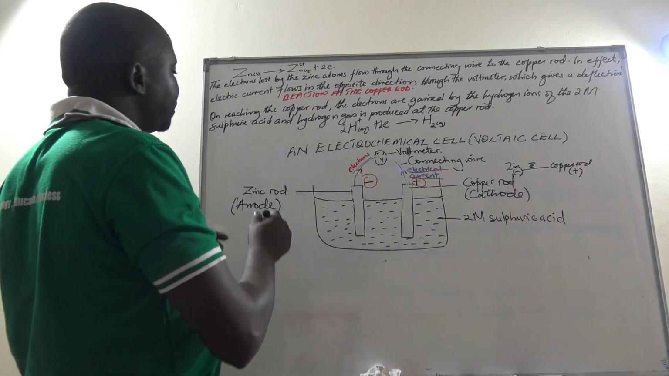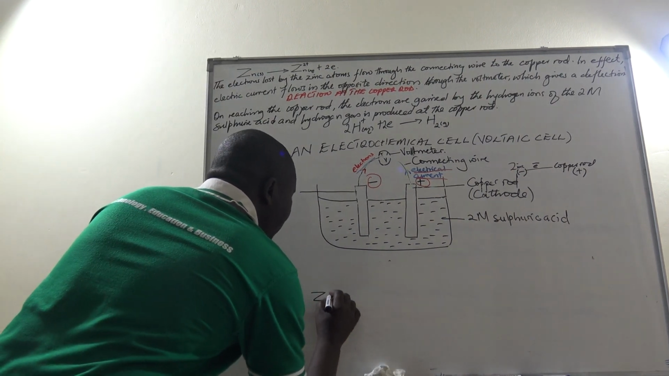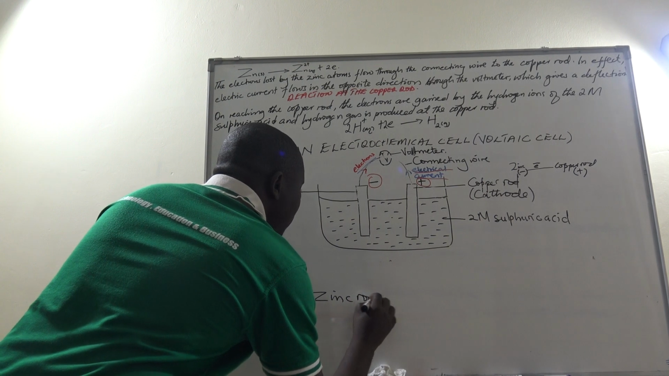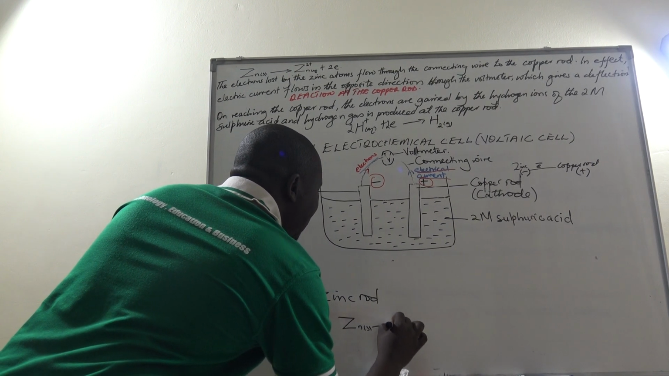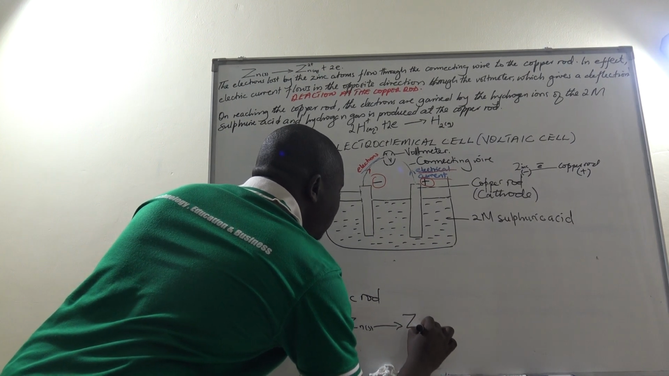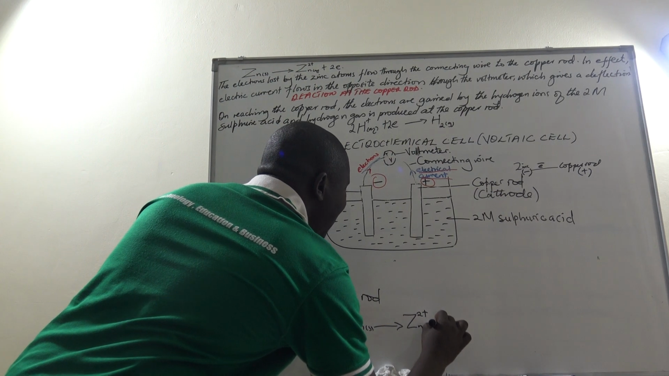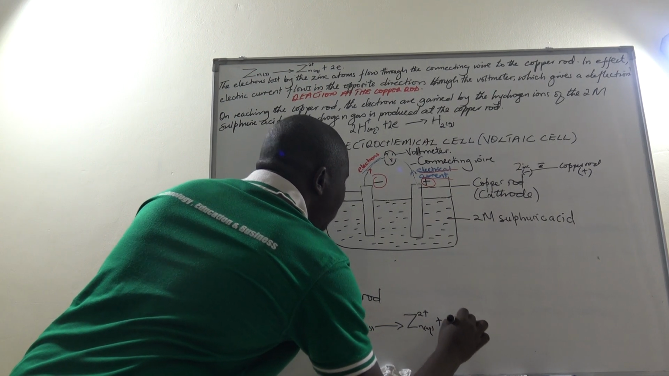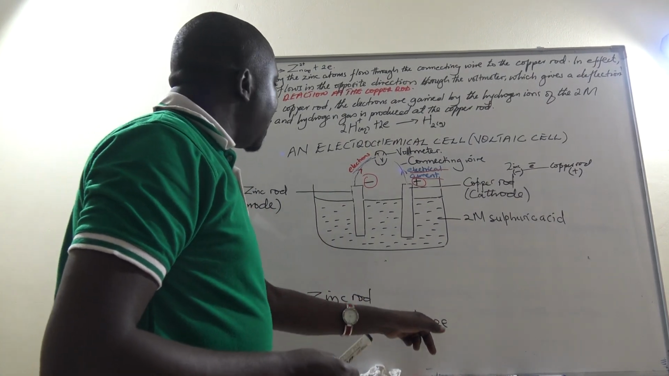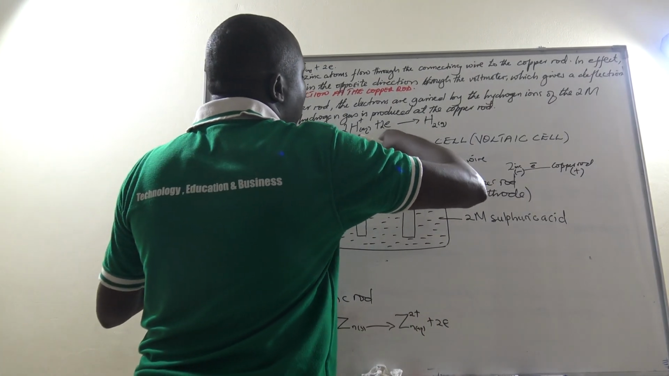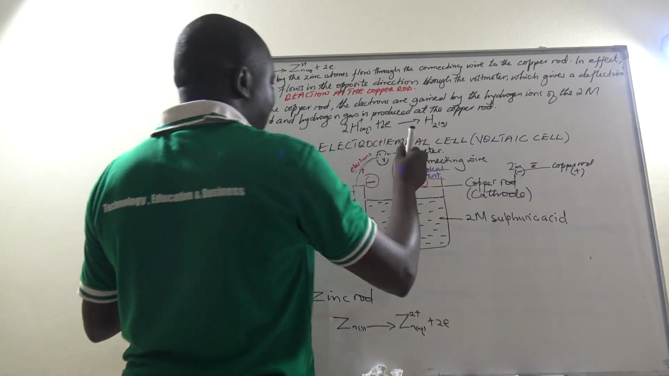That's why we say that at the zinc rod we shall have the zinc atoms losing electrons equal to the valence of zinc, which is 2, to form a divalent zinc ion, which is a divalent cation. Two electrons are lost. So this is the reaction at the zinc rod. We said that the electrons will flow through the connecting wire up to the copper rod, and in effect current flows but in the opposite direction.